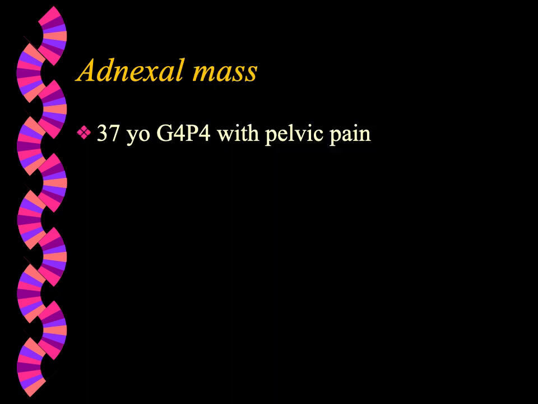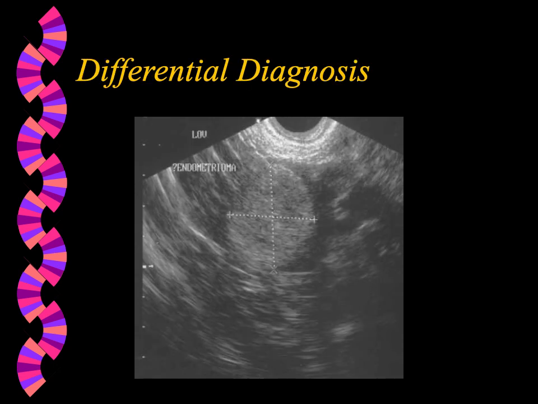Next, we have a 37-year-old G4P4 who presented with pelvic pain. So as the ultrasound tech did this, as you can see on here, she labeled it endometrioma. So remember that we have to maintain our differential diagnosis, and this did not turn out to be an endometrioma. This is actually another dermoid cyst.